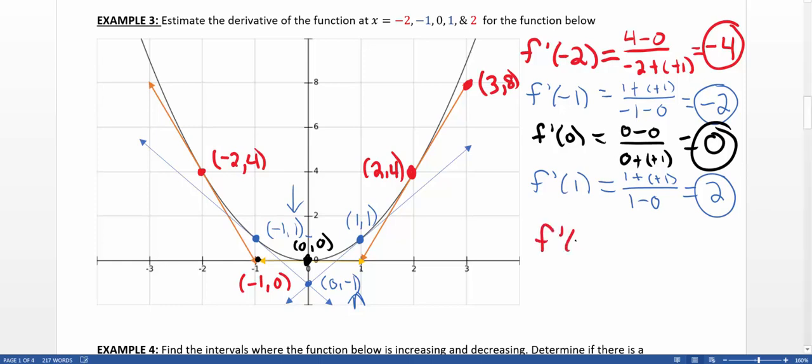So here, change in y over change in x. The change in y is 8 minus 4. And then the change in x is going to be 3 minus 2. So on the top we get 4, on the bottom we get 1. And so we get that the derivative at 2 has a slope of 4. So if we want to approximate the derivative at any point on a graph, we need to draw on the tangent line, find 2 points on that line, and approximate the slope by doing change in y over change in x. And that's how we approximate the derivative at various points on a function using a graph.